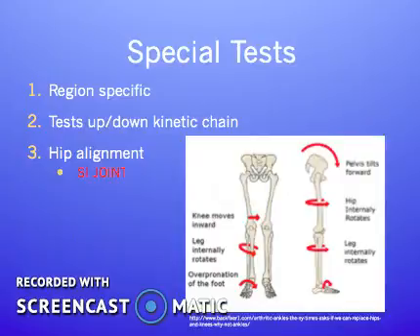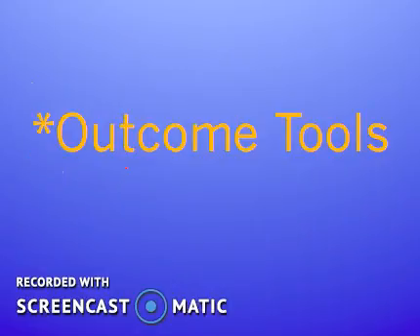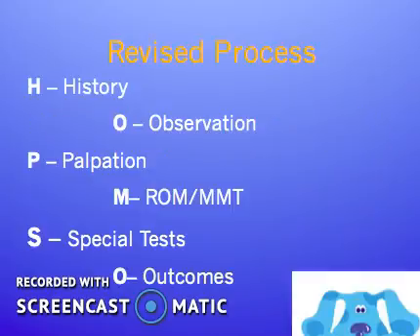And special tests, looking at the SI joint and making sure to look up the kinetic chain. So for an ankle injury, if you're not understanding why you're not getting any positive tests, try looking up to the knee and hip. And of course, outcome tools. A very good tool to definitely start incorporating, especially with its ease. There's really no excuse. So now as my revised process stands: H for history, O for observation, P for palpation, M for range of motion and manual muscle testing, S for special tests, and O for outcomes. This is a way that I can really close the gap and make a better evaluation.